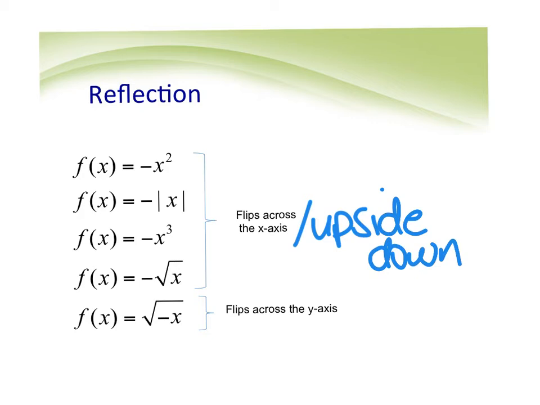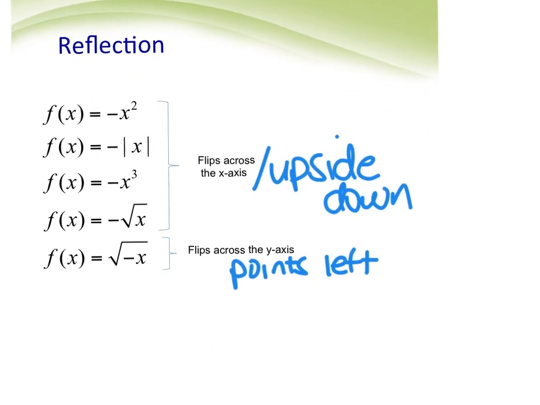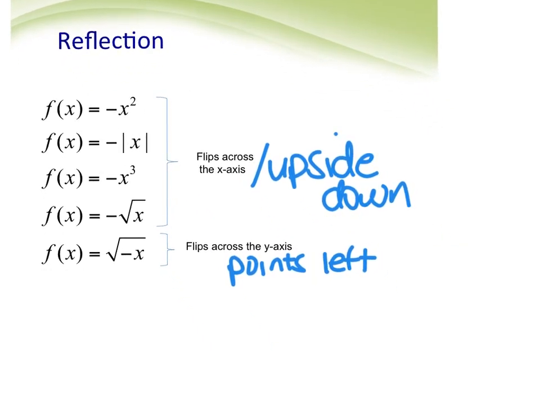If the negative is inside the function, then it flips it across the y-axis. So for a square root, instead of pointing to the right, it's going to be pointing to the left. And that's the case for all of them, but most of them don't matter, right? Most of them, you flip a V, it looks the same, left to right. You flip a U, it looks the same, left to right. The ones it's going to impact are the cubic functions, the reciprocal functions, and the square root functions.